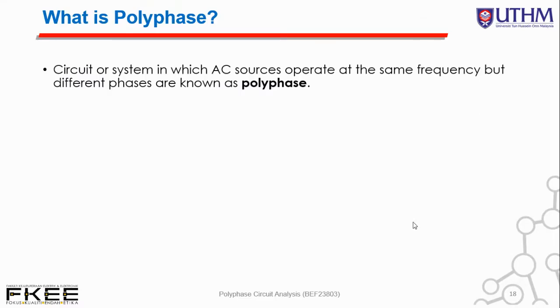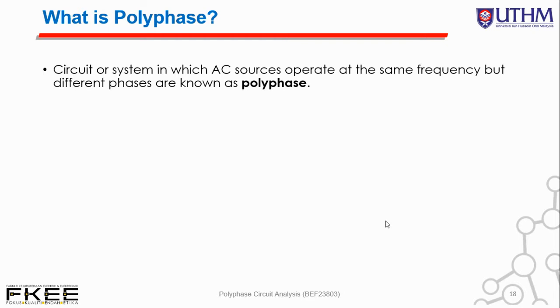Alright, let's continue with the polyphase definitions. So what is polyphase? A circuit or system in which AC sources operate at the same frequency but different phases is known as polyphase. So same frequency, for example, we do have 50 Hz applicable in Malaysia. But with different phases.